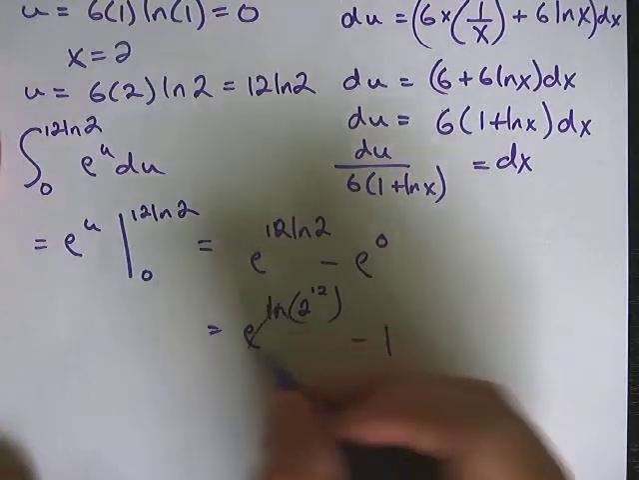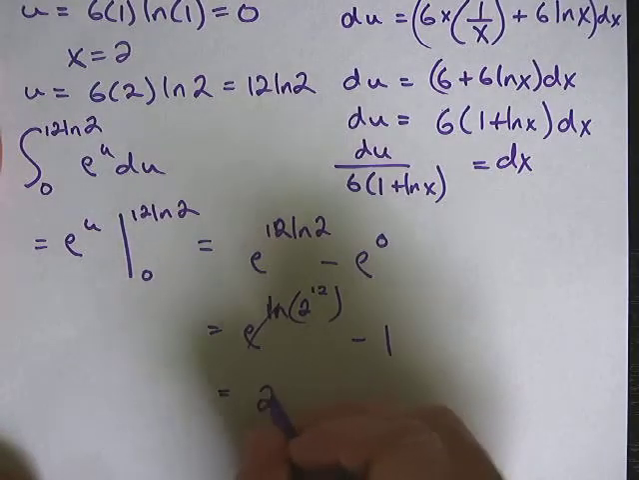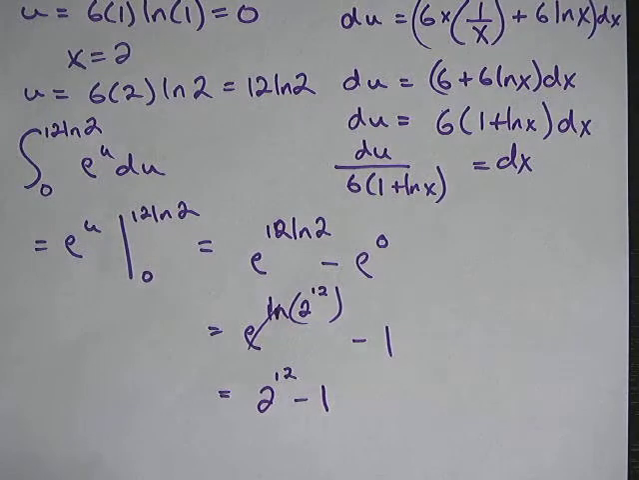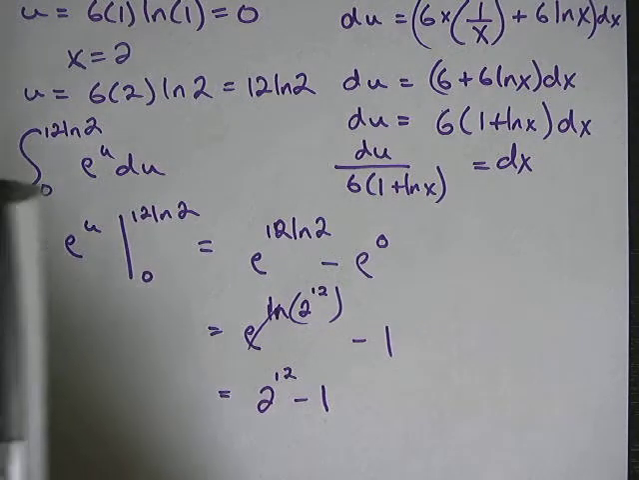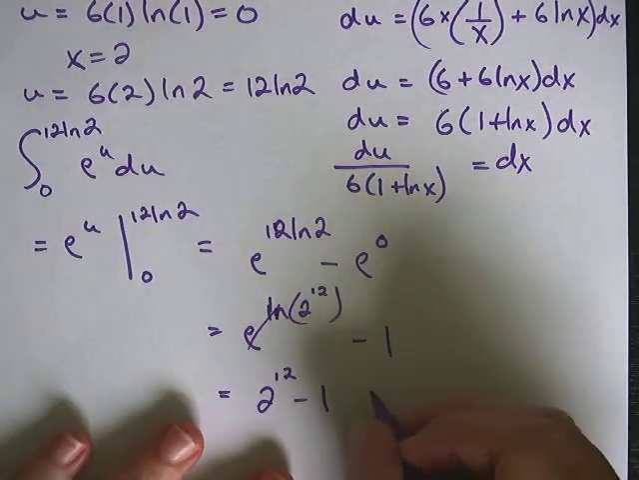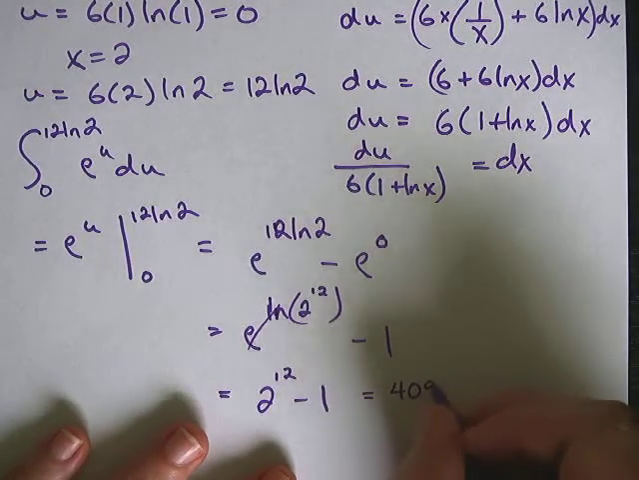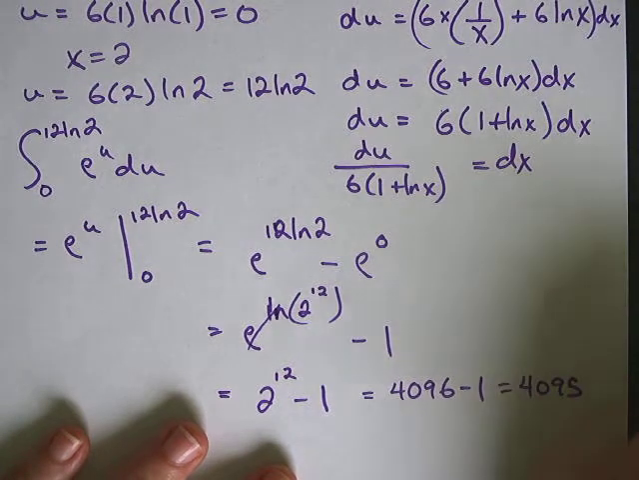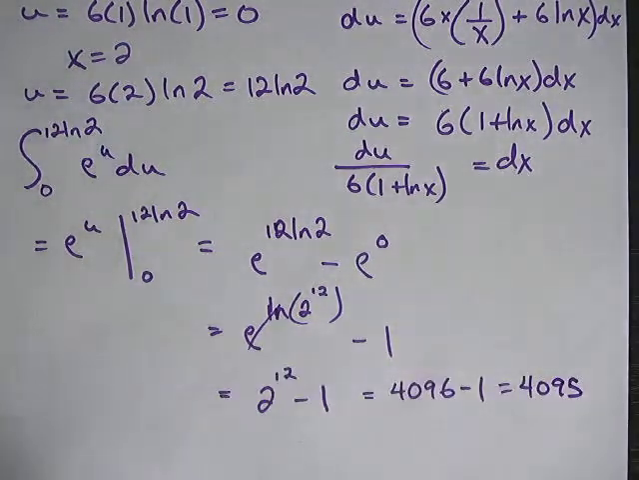These cancel out. So we get 2 to the 12 minus 1. Now, 2 to the 12, it may even be too big for the calculator to handle. Let's see. No, it's 4096. So 4096 minus 1 equals 4095. And that's the answer to that problem.